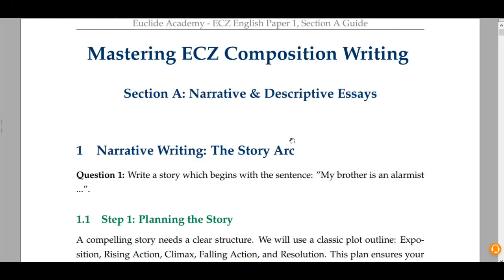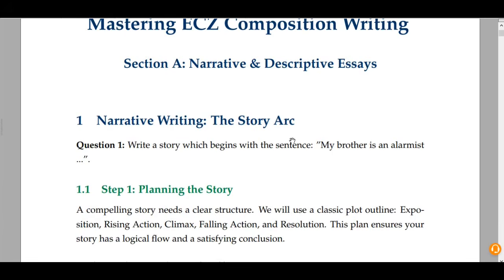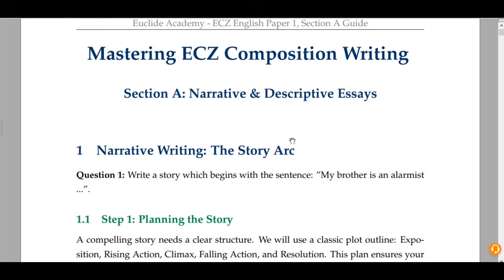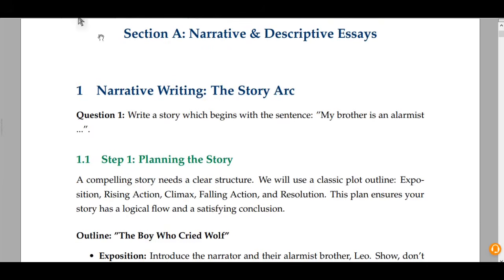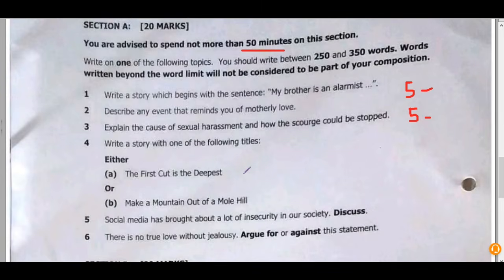I'm going to provide these answers to you, and I'll tell you where you can actually get these answers as a PDF, and you can be using it and with more things to it. Okay, so question number 1 is a narrative writing, the story composition. Write a story which begins with the sentence, "My brother is an alarmist." So just in case you chose part 1, this is what you chose. So if you chose this one, this is what we're going to do.